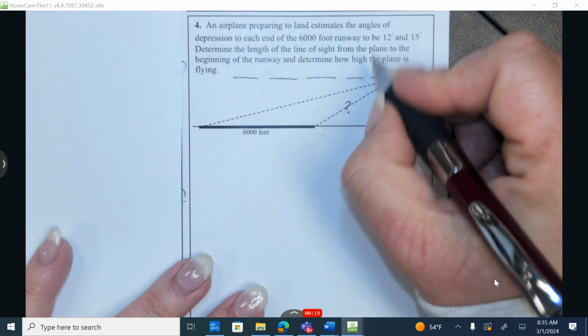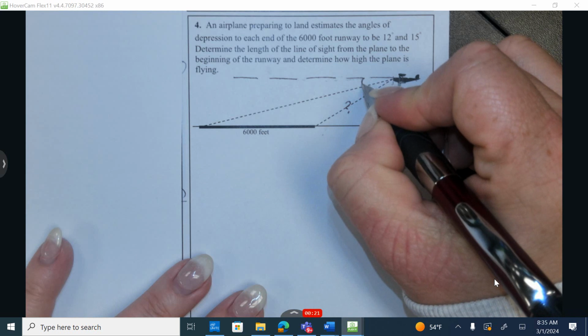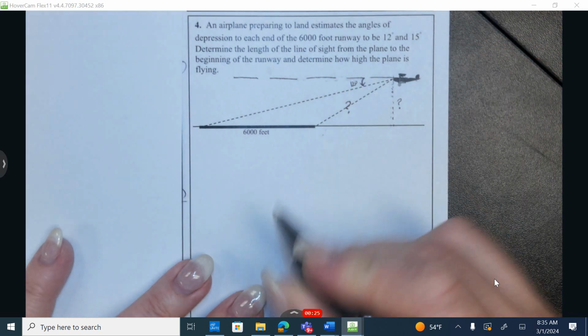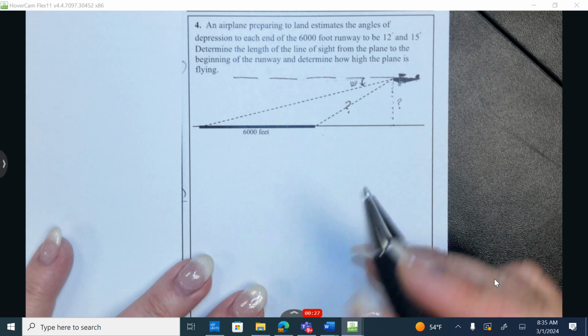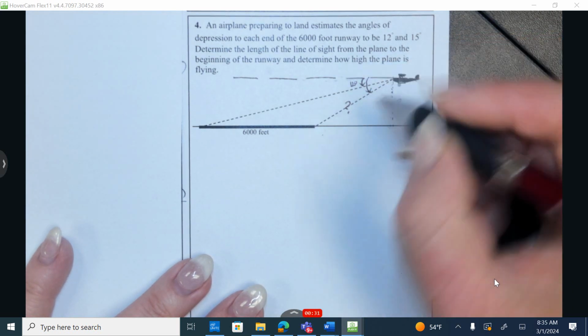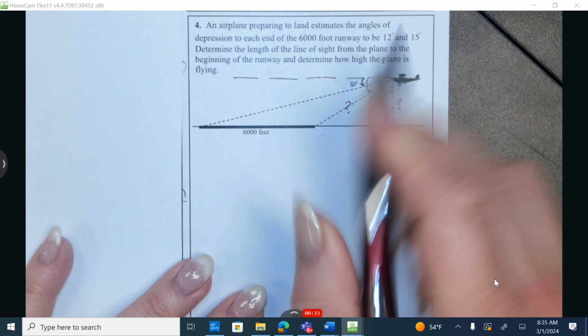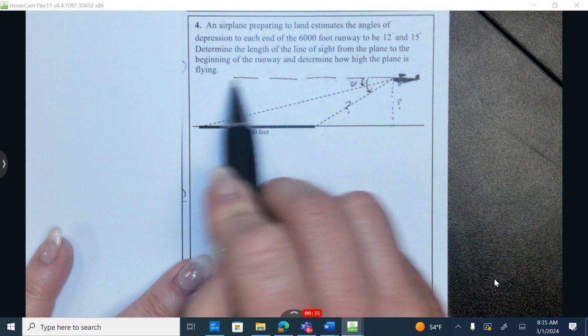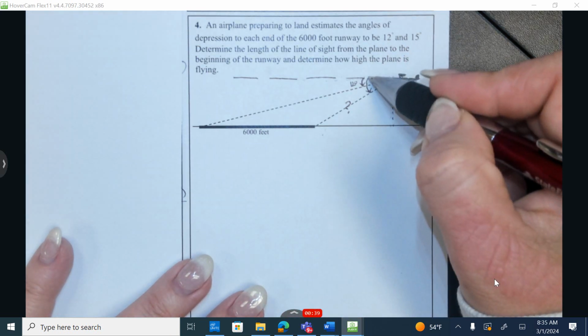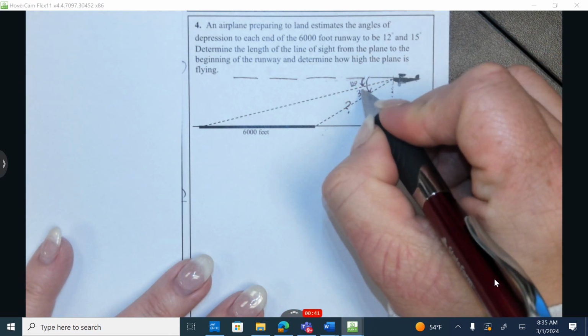So from this part to this part is going to be 12 degrees. And from here all the way down to the initial line of sight would be 15. Again, this is a line that is parallel to the ground. So if this is 12 and this is 15, that leaves us with 3 in this region.